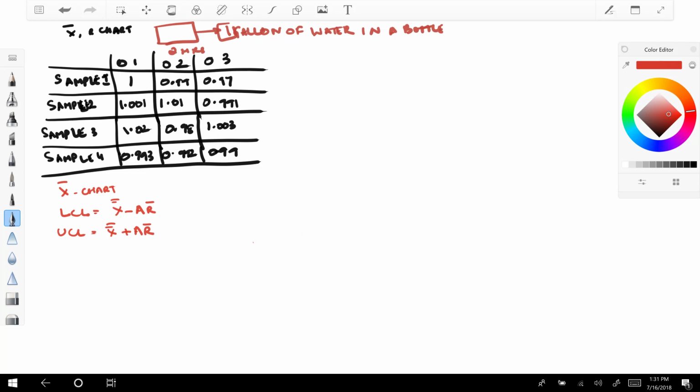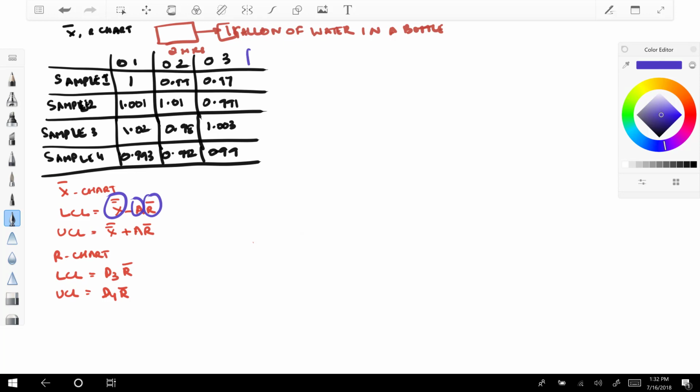Next, the R chart: our lower control limit is D3 R bar and our upper control limit is D4 R bar. So you can see we need X double bar and R bar, and A can be obtained from a factor table. So let's calculate X double bar and R bar.